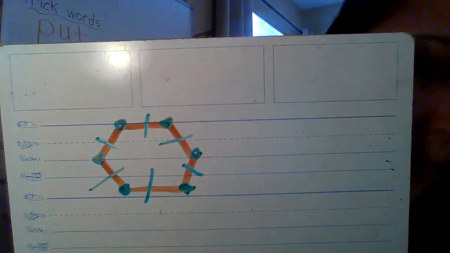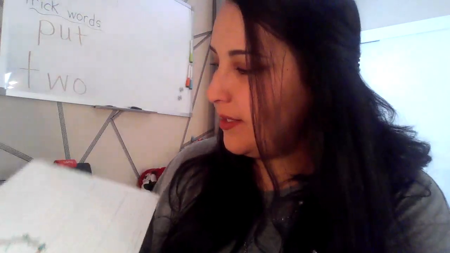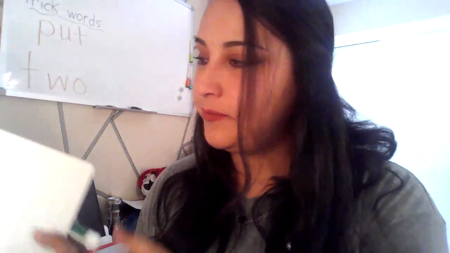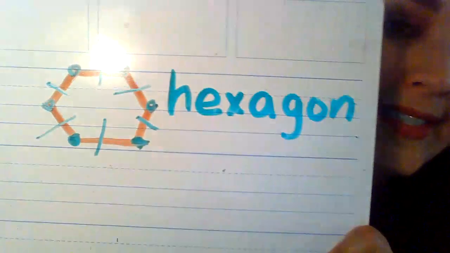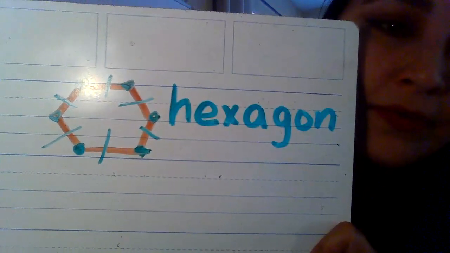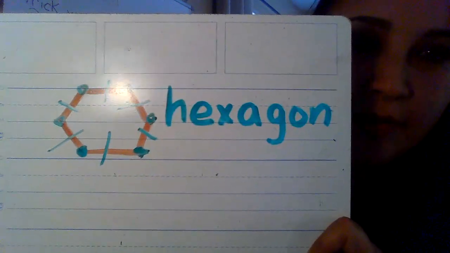Again, this shape has 6 sides, and the way that you can remember this shape is by remembering the x in hexagon. So if it has 6 sides, it's a hexagon. So that's my best hexagon.